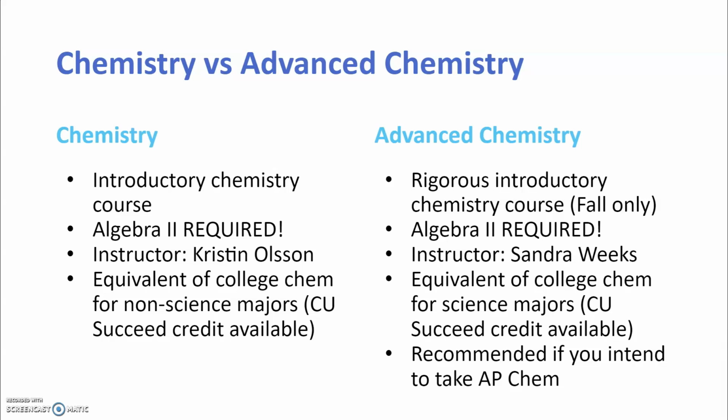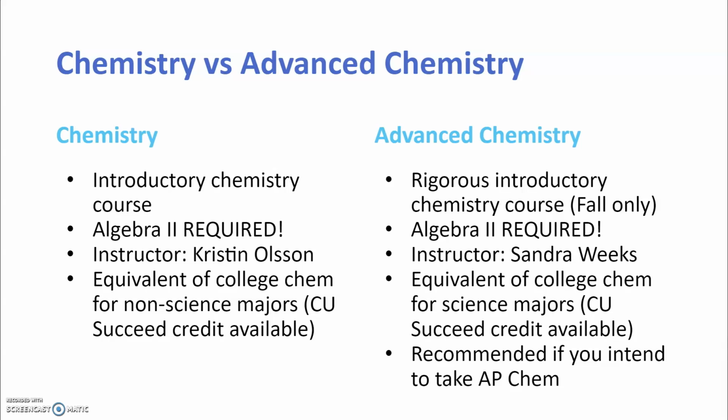Advanced chemistry is a lot more intense. It's very rigorous. It's only offered in the fall. It needs Algebra 2 as well. Miss Weeks teaches that class, and it's the equivalent of College Chem for science majors. And we recommend advanced chem if you want to take AP. You can go through my class and jump into AP. It's definitely achievable, and it can be nice to take advanced chem to get used to that rigor before you jump into the AP course.